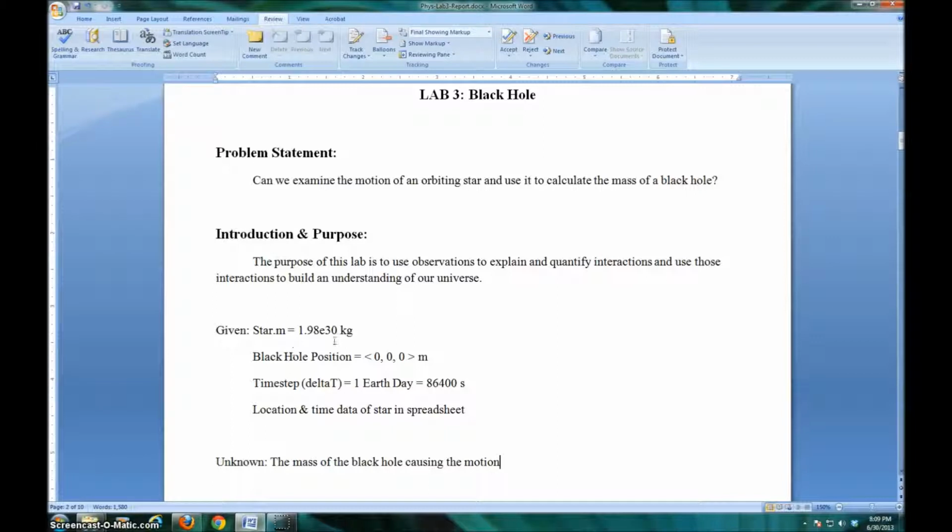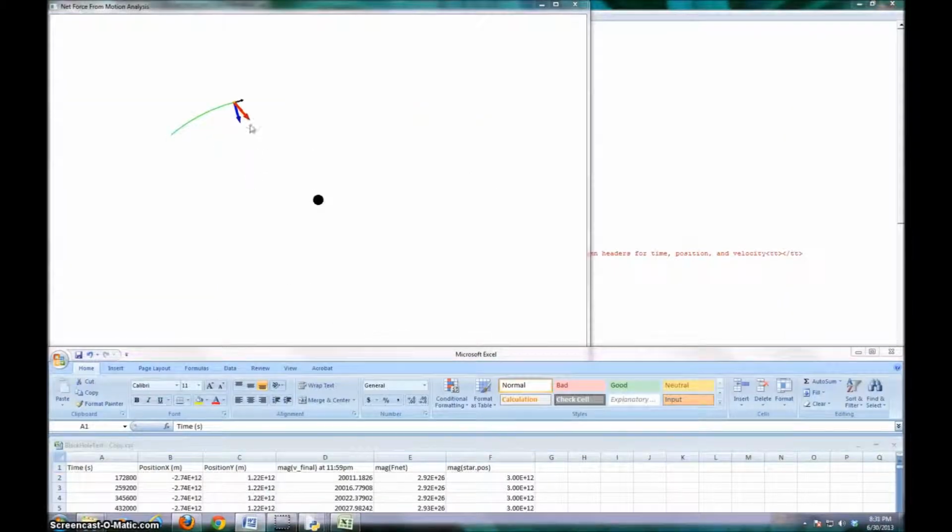We've been given some information here, and using the mass of our star and some position data, we're trying to find the mass of the black hole that's causing the motion of the star. So we can see here that my star is accelerating around some object that we assume to be our black hole. It's changing its direction or the magnitude of velocity, and we know by Newton's second law that that must be caused by a force.